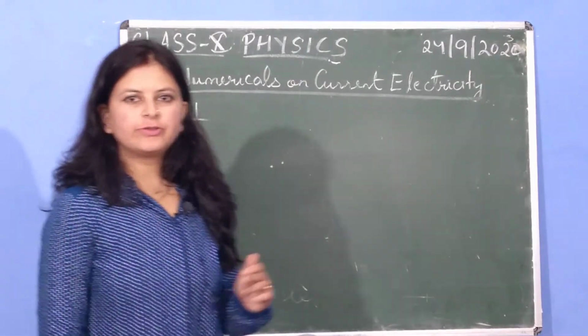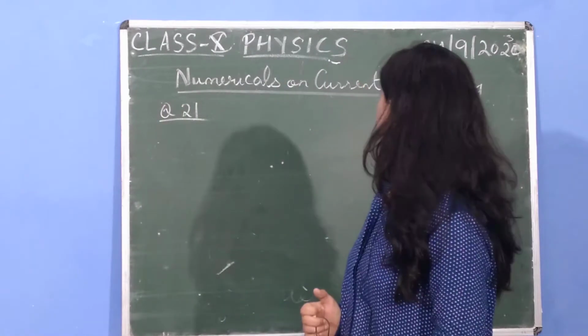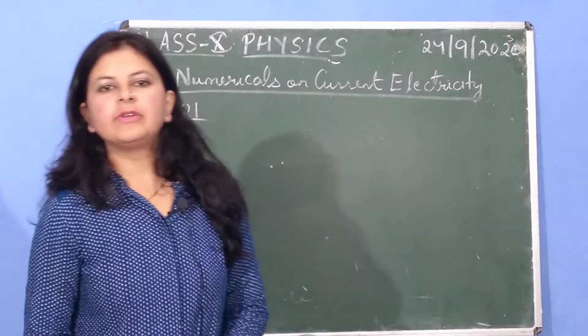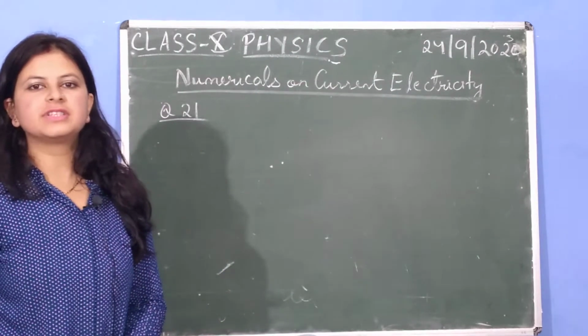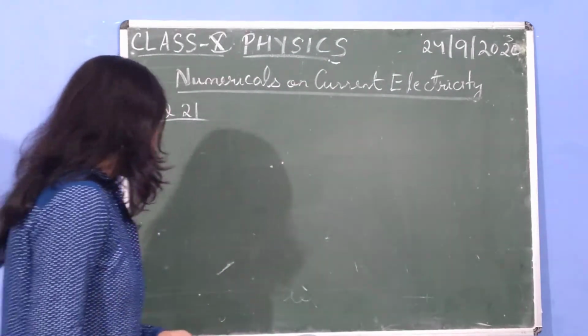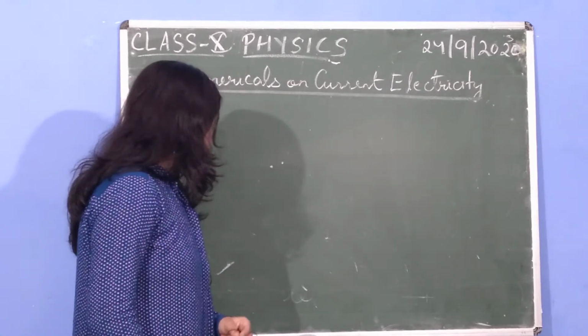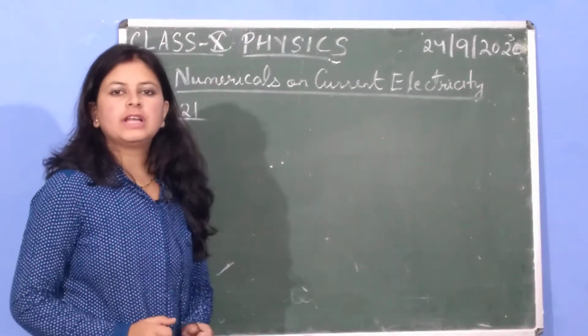Today also we are going to continue with the numericals based on current electricity, like we did in the last class. Okay, we will be dealing with some numericals which are given in the book as an exercise for you on page number 202. We are doing from question number 21. Alright, so let's begin now.